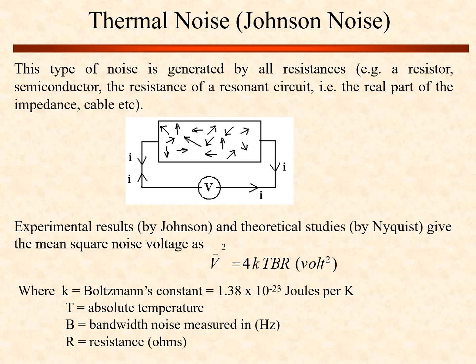The square of the noise voltage, V square, is equal to 4kTBR. K is the Boltzmann constant, a proportionality constant, with a value of 1.38 into 10 power minus 23 joules per Kelvin, and T is the absolute temperature, R represents resistance in ohms, and B is the bandwidth in hertz. So the mean square noise voltage V square is equal to 4kTBR.